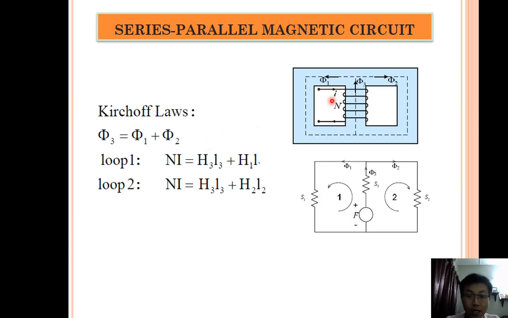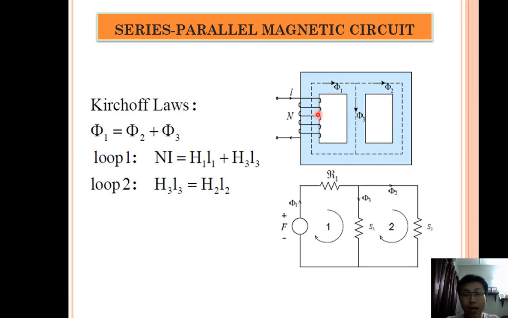Just now the coil is in the middle. Now the coil is at the side. So I put it into a magnetic circuit first. I have one source here. Then this is one reluctance. Second reluctance is here. Third reluctance is here.